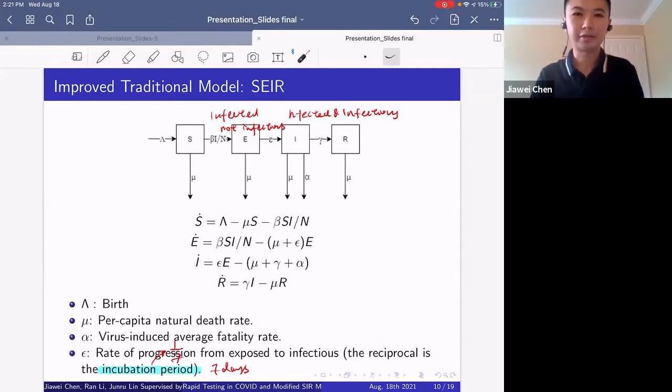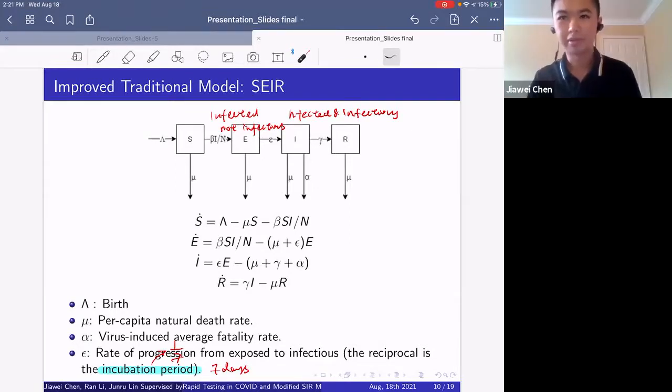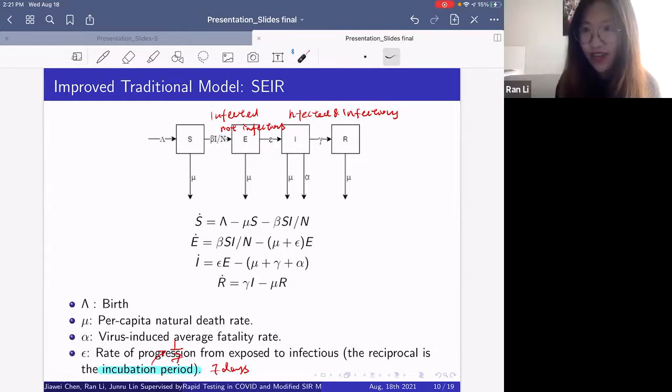I cannot say that for sure, but I think there maybe is not a solid connection between symptoms and being infectious or not, because there are a lot of people who are infectious but still have symptoms. But what we want to say is that they are infected, but they are not able to infect others. That has the meaning of E.